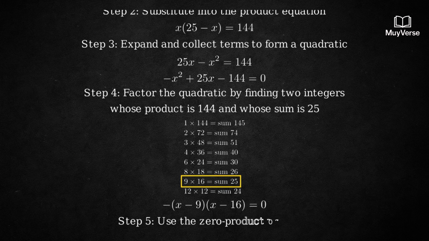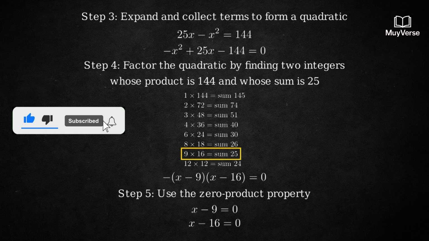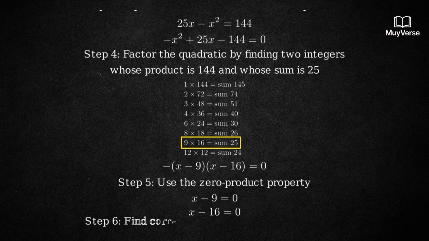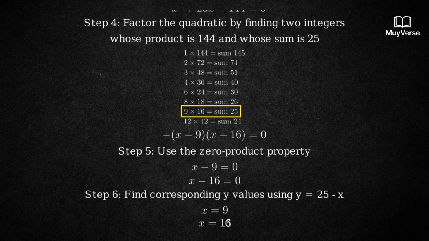Step 5. Using the zero product property, we set each factor to 0. x minus 9 equals 0, or x minus 16 equals 0. Step 6. Solving these equations, we find x equals 9, or x equals 16.